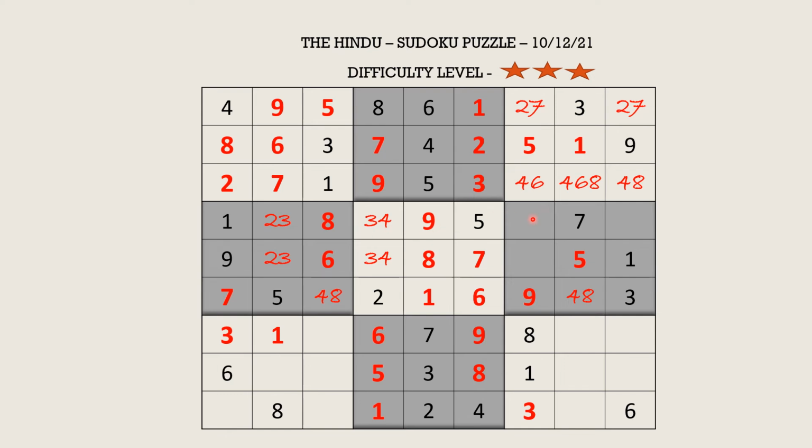So in these two cells, if you see, there is a 6 blocking here. So that means 6 obviously takes place here. So that cancels out the 6 here. This becomes a 4. That cancels out the 4 from both these cells. So this has become an 8. That cancels out the 8 here.